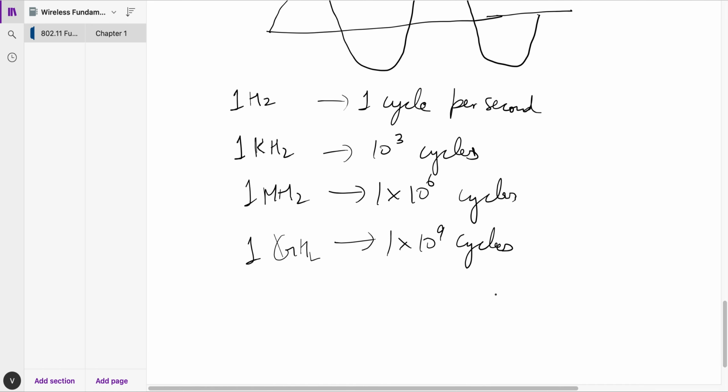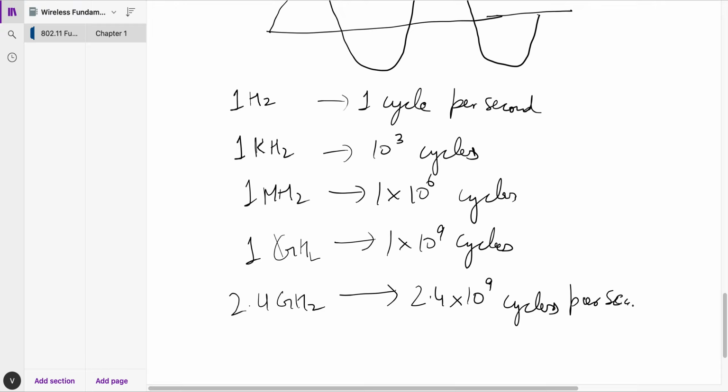So when we say 2.4 gigahertz spectrum is in which we pass traffic, we are saying that in this frequency band, the signal repeats itself 2.4 into 10 to the power of 9 cycles per second. And 5 gigahertz, it is 5 into 10 to the power of 9 cycles per second. That's how many times a signal repeats itself in 1 second. That's the frequency of a signal.